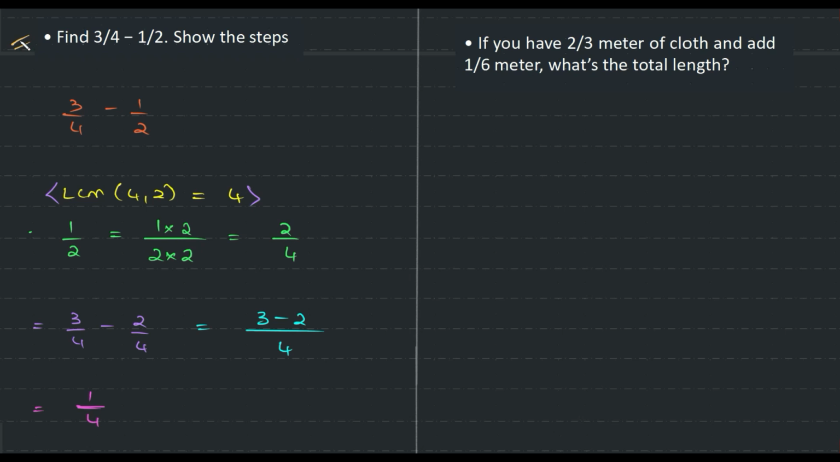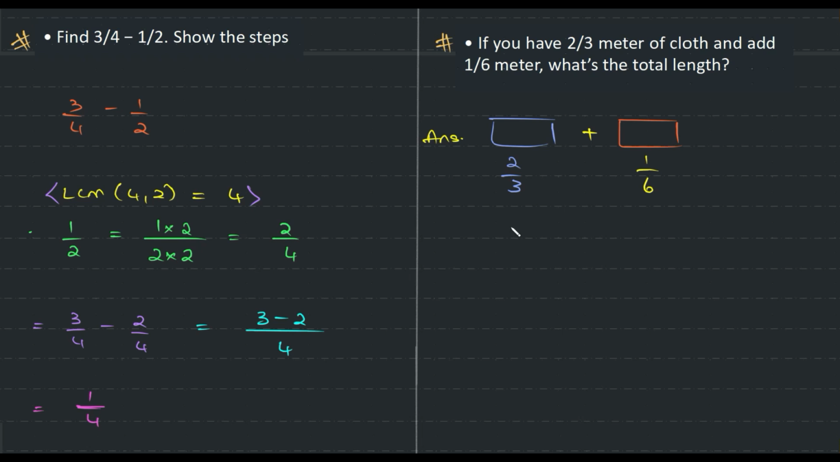So that's how you do addition and subtraction. Quite simple. Find the equivalent fraction so that the denominator is same, and then do your operation. So one last example. If you have 2 by 3 meter of cloth and add 1 by 6 meter, what's the total length? So we have a piece of cloth that is 2 by 3 and another piece of cloth that is 1 by 6. They're asking us to figure out the total length of this.